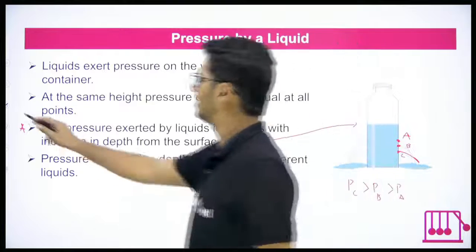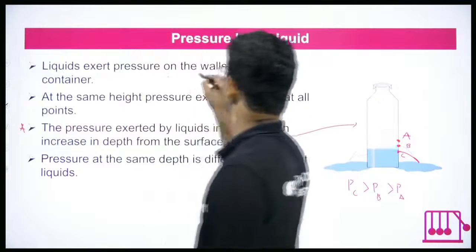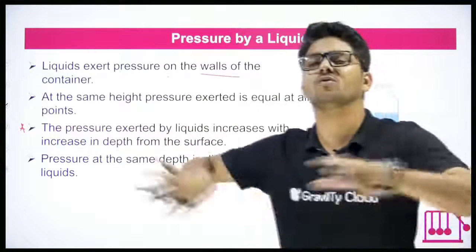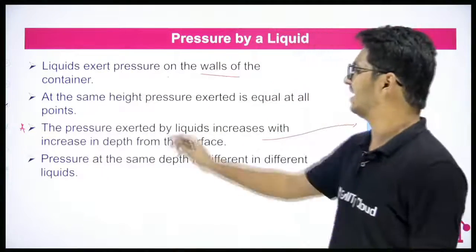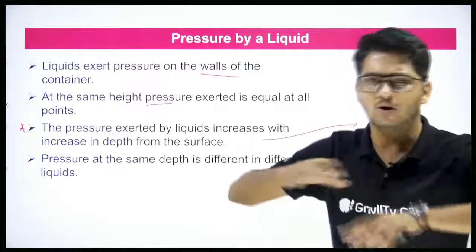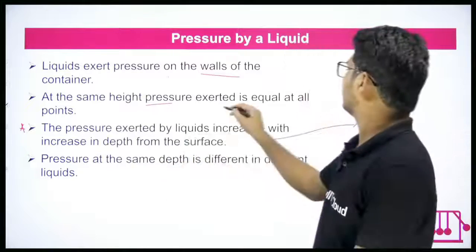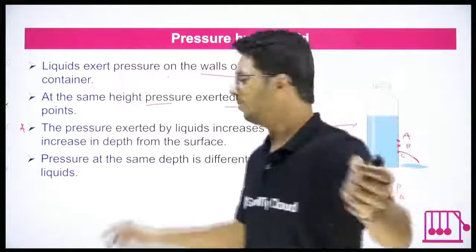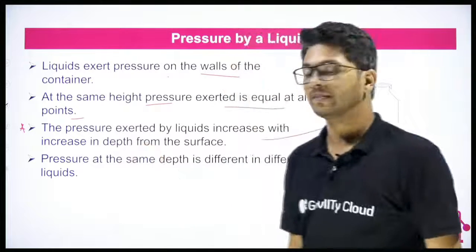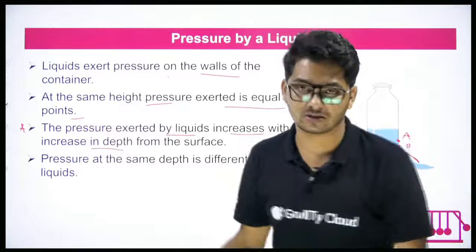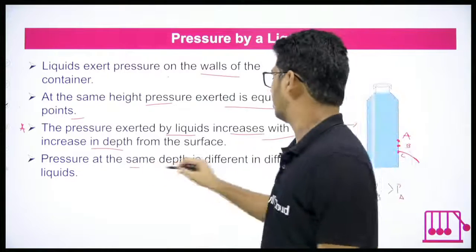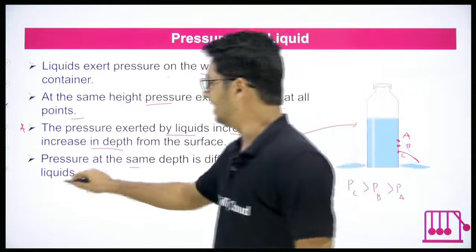The first point is liquids exert pressure on the walls of container. It is an outward pressure. They push the walls. Second, at the same height, the same horizontal level, the pressure exerted is equal at all points. The pressure exerted by liquid increases with increase in depth. And it is also what? It is different in different liquids.